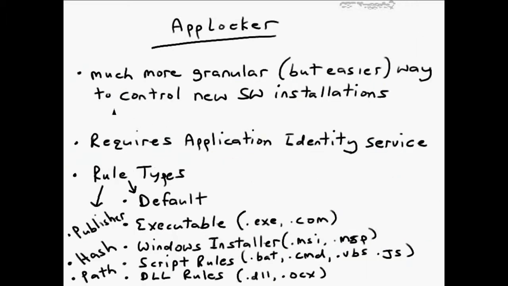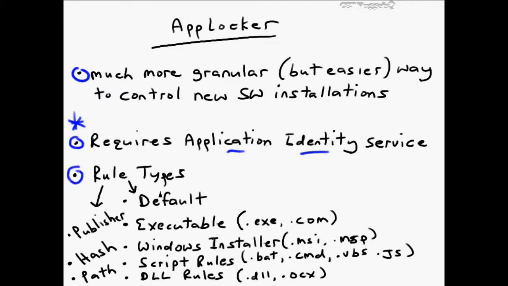AppLocker continued. As I've previously mentioned, AppLocker is a much more granular but easier to use method for IT managers to control new software installations on Windows. Now, here's another exam alert, and this is just a practical point that you need to remember in deploying AppLocker in your Windows 7 network, is that you have to have the application identity service running on all affected computers. Of course, application identity is a built-in Windows service, and if you've been playing around with Windows 7 and gone into the Service Control Manager application, you may have noticed this service and thought to yourself, well, what does it do? Now you know. Application identity is tied into AppLocker.